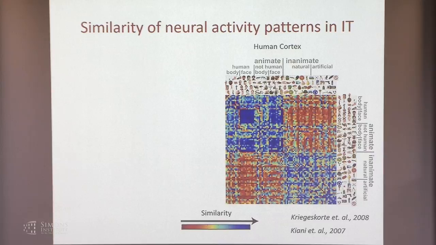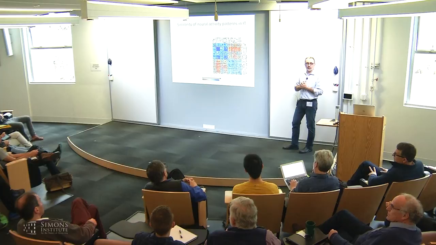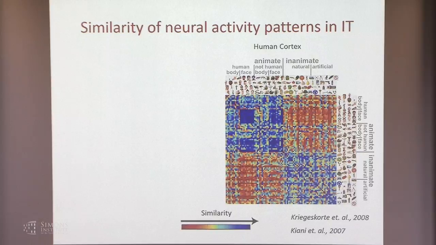How do you measure the similarity of two activities? This is just correlation, so this is just the normalized inner product. You can also compute distances. Okay. So this is the observation. Some people find it more surprising than others.